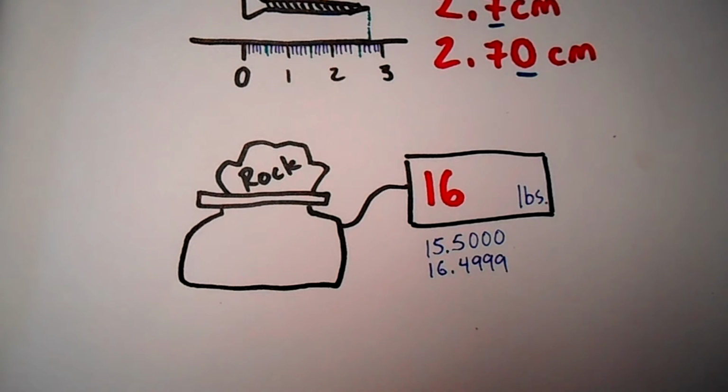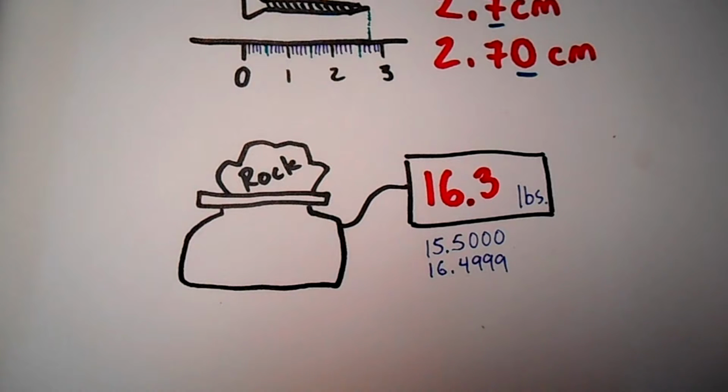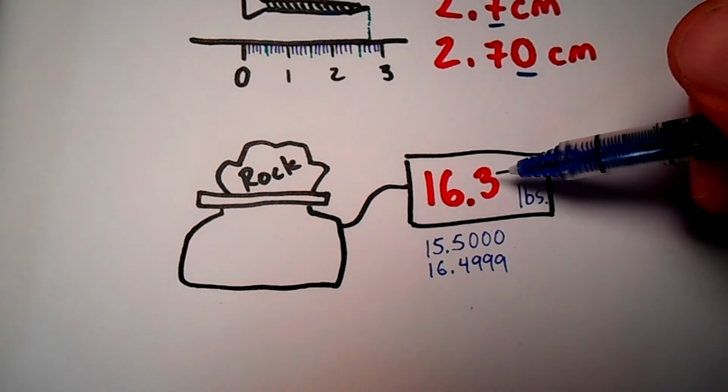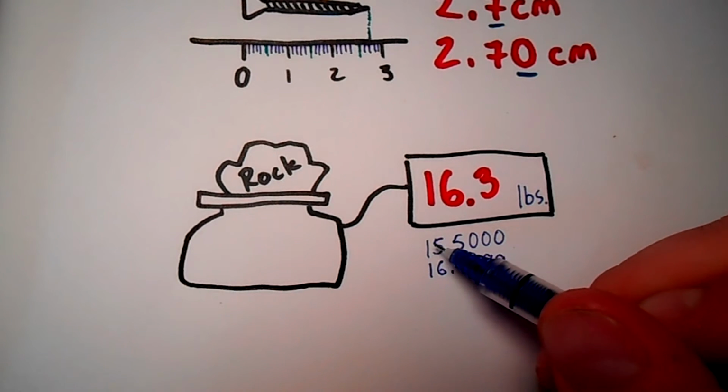Now, let's say I go out and I get an even more precise digital balance. I'm not satisfied with that ones place measurement, and I put the rock on there, and it turns out, oh, yep, it's 16.3 pounds. Now I've got another significant figure there. I've got that 16.3. That tenths place is now significant because I got a more precise balance.